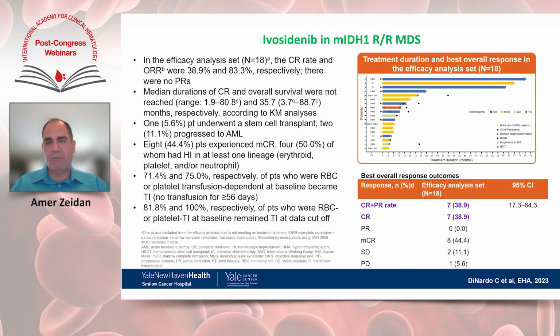Now, as I mentioned, ivosidenib has been approved based on a subset from the pivotal trial that led to the approval in AML. This was only an 18-patient subset, but the responses were impressive, very durable, with a response rate around 40% after HMA failure. And many of those patients had durable survival and transfusion independence. So based on these data, the FDA has approved ivosidenib, and it's available now for our patients.